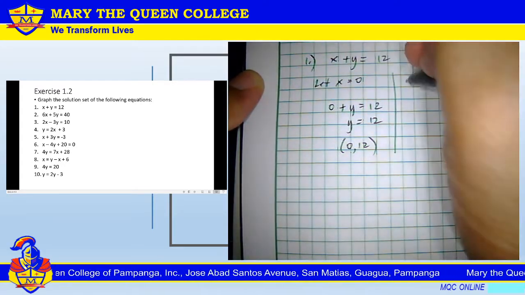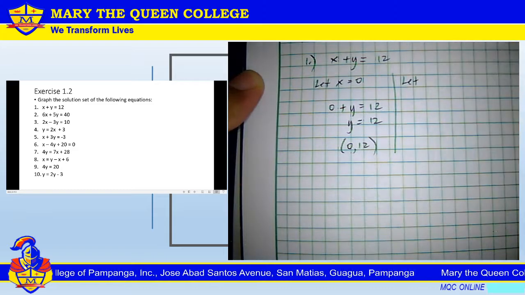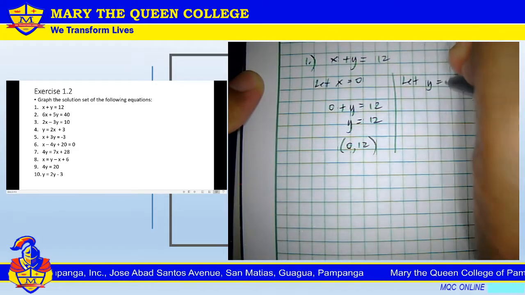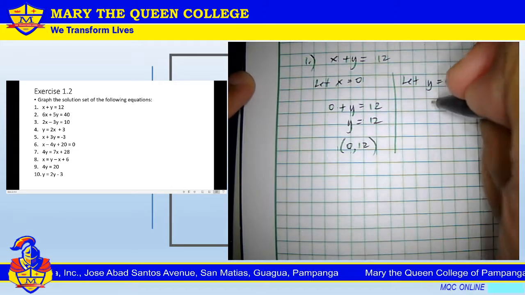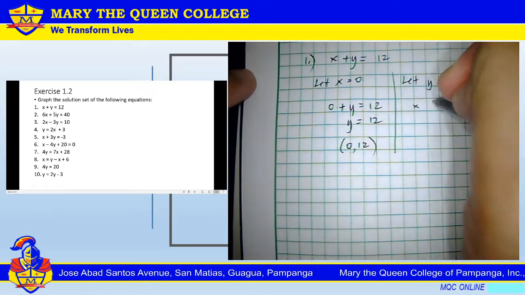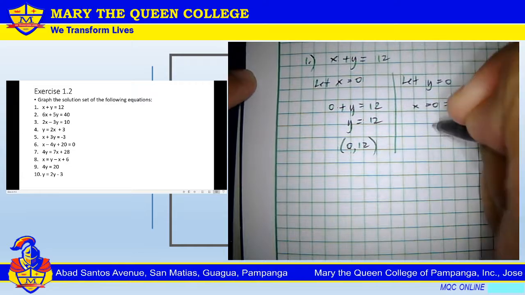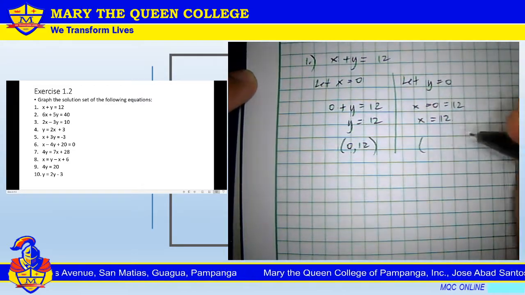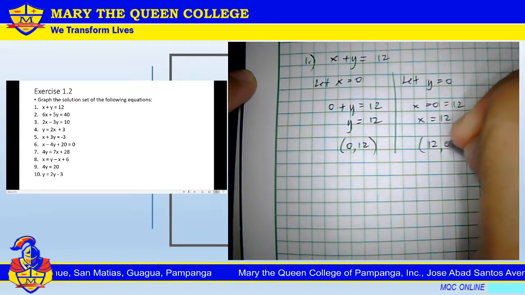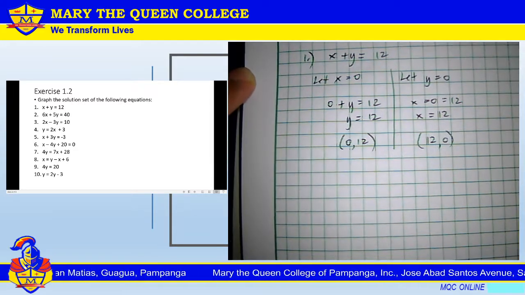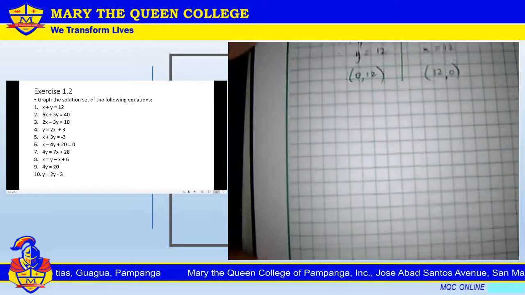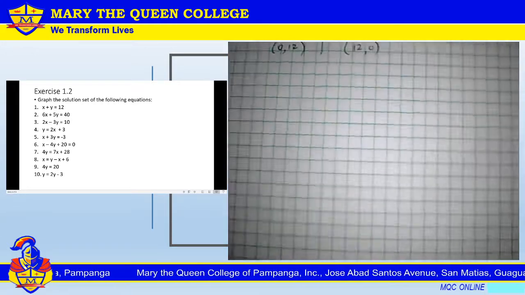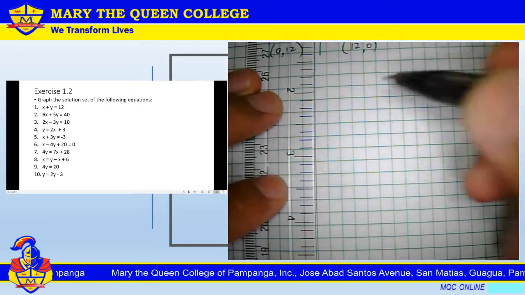Then for the x-intercept, let y be equal to 0. Then x plus 0 is equals to 12. Therefore, we have x is equals to 12. So our ordered pair would be 12, 0. Okay? So we have already the set of 2 points. Then draw a Cartesian plane.